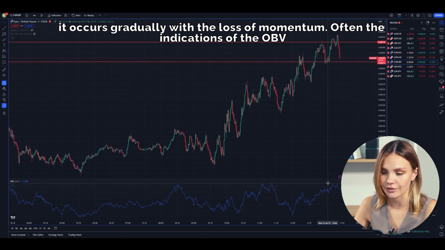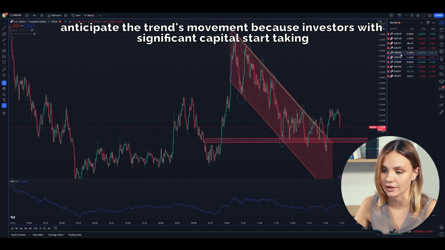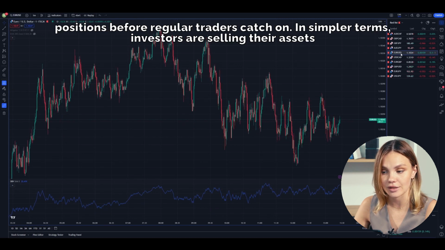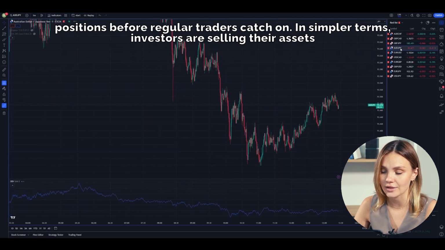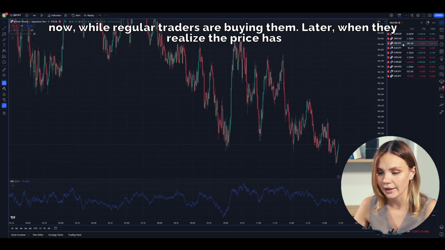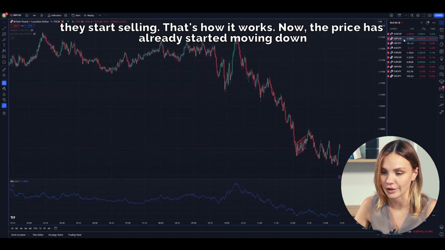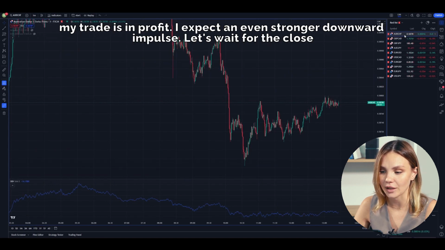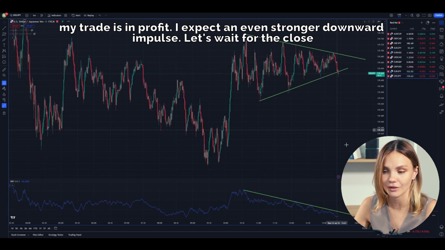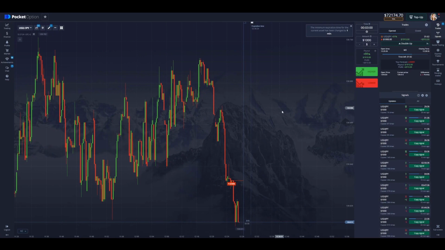Often the indications of the OBV indicator anticipate the trend's movement because investors with significant capital start taking positions before regular traders catch on. In simpler terms, investors are selling their assets now, while regular traders are buying them. Later, when they realize the price has stopped rising, they start selling. That's how it works. Now, the price has already started moving down and my trade is in profit. I expect an even stronger downward impulse. Let's wait for the close.